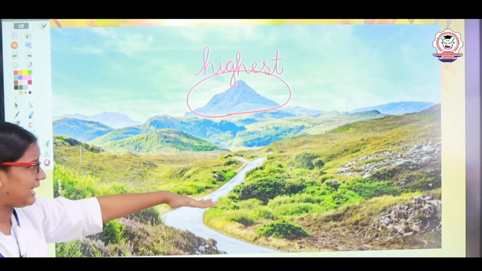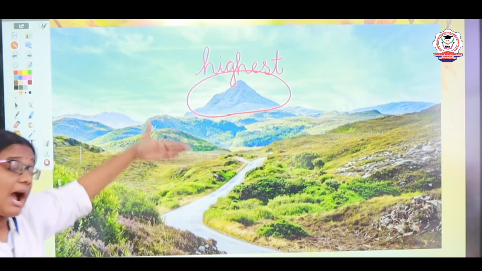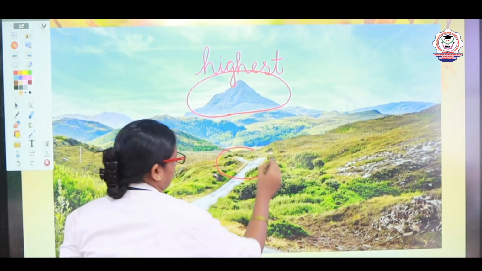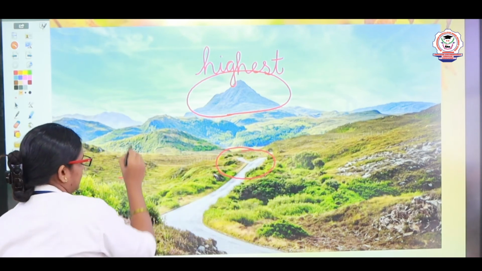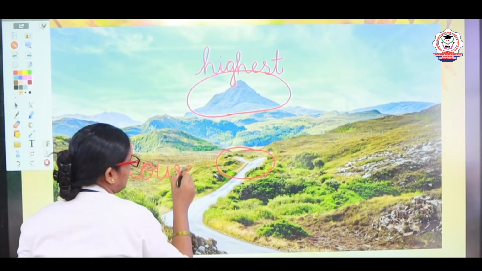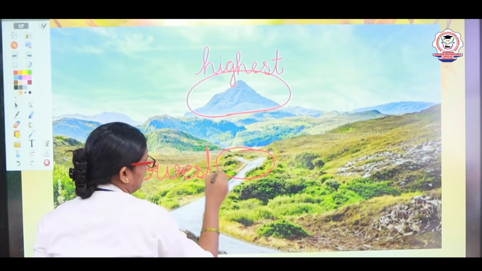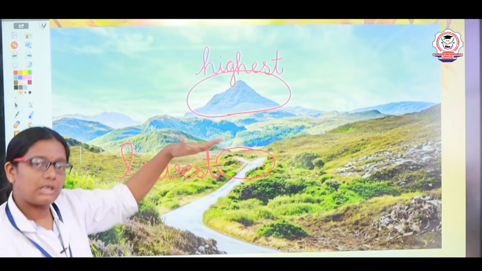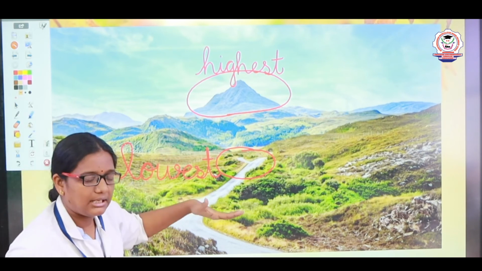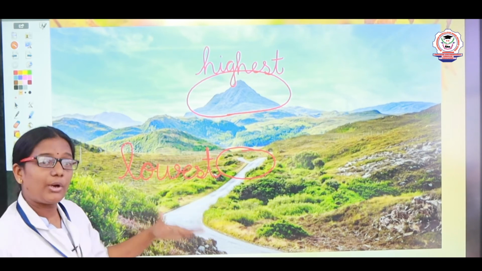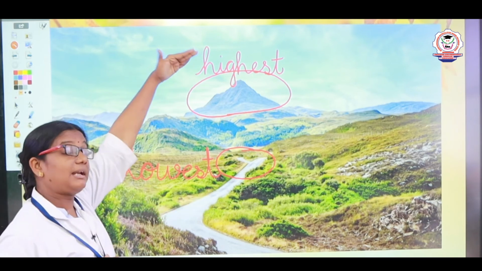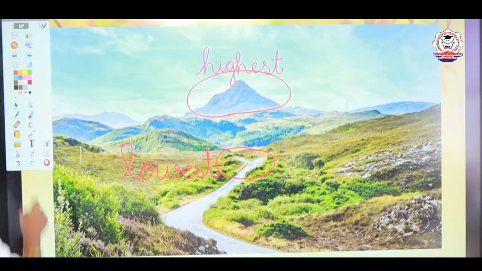And which is the lower level? The water is flowing under the mountain, right? So this is the lowest part. Lowest. Spelling of lowest? L-O-W-E-S-T. Lowest. So the one which is under it is called lowest. The one which is in the lower level is called lowest. The one in the upper level is called highest. Okay, children.